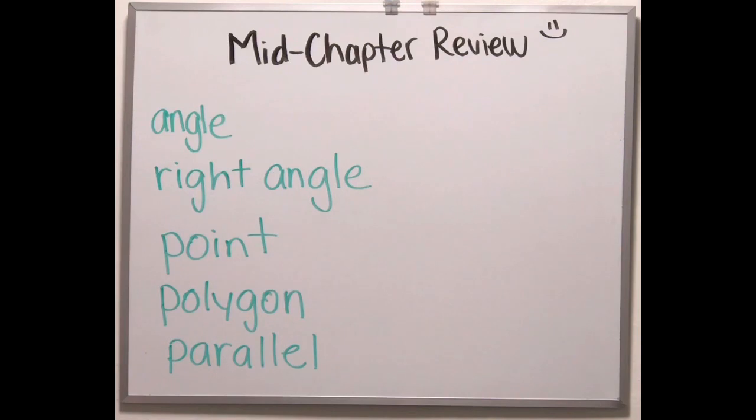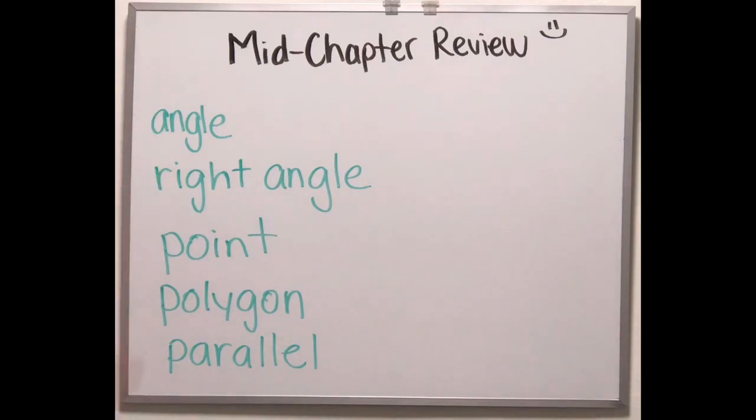Hello students, today we're going to be doing a mid-chapter review. This is a review for chapter 12. Remember, we did 4 lessons about this chapter already, so we're going to do a review so you guys are ready for the next lessons. We're going to be reviewing these vocabulary words right here: angle, right angle, point, polygon, parallel, and some others.